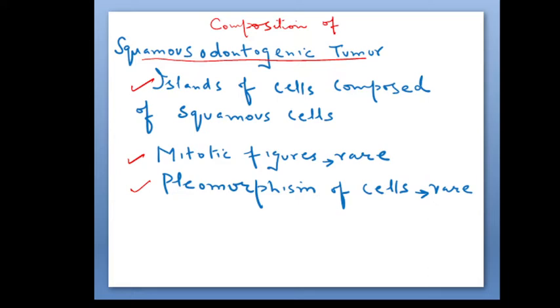So, it is an odontogenic tumor which is composed of islands of cells which are exclusively squamous cells. Here in this case, the mitotic figures and pleomorphism of cells are very rare. Because we have to know that islands of cells are also seen in ameloblastoma, so we have to differentiate these islands of cells from those islands seen in ameloblastoma.